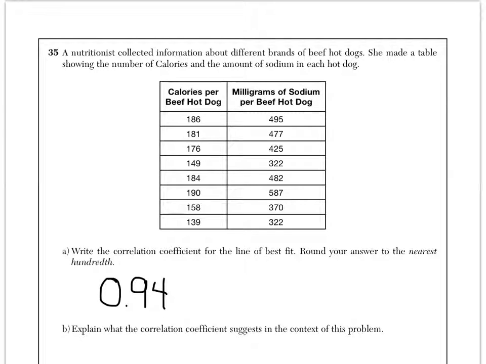So if you typed this all into your calculator, you should have ended up with 0.94. Remember, we needed to round to the nearest hundredth. So be careful of rounding. Don't make a silly rounding mistake. These are easy points that you should definitely get on the test. So we should have 94 hundredths.